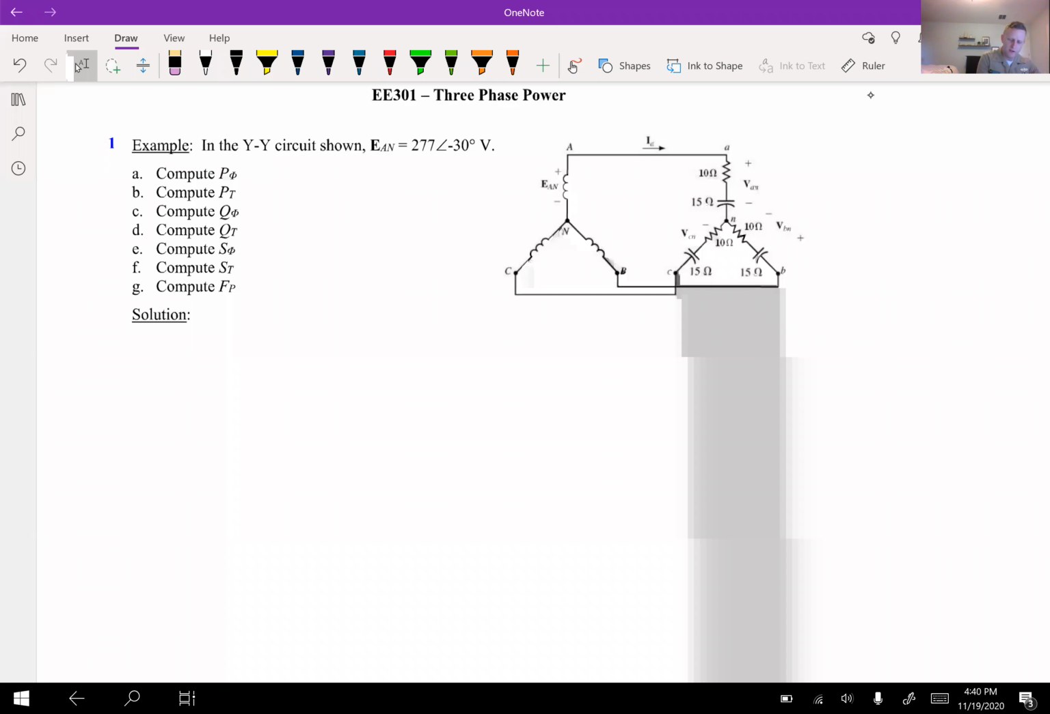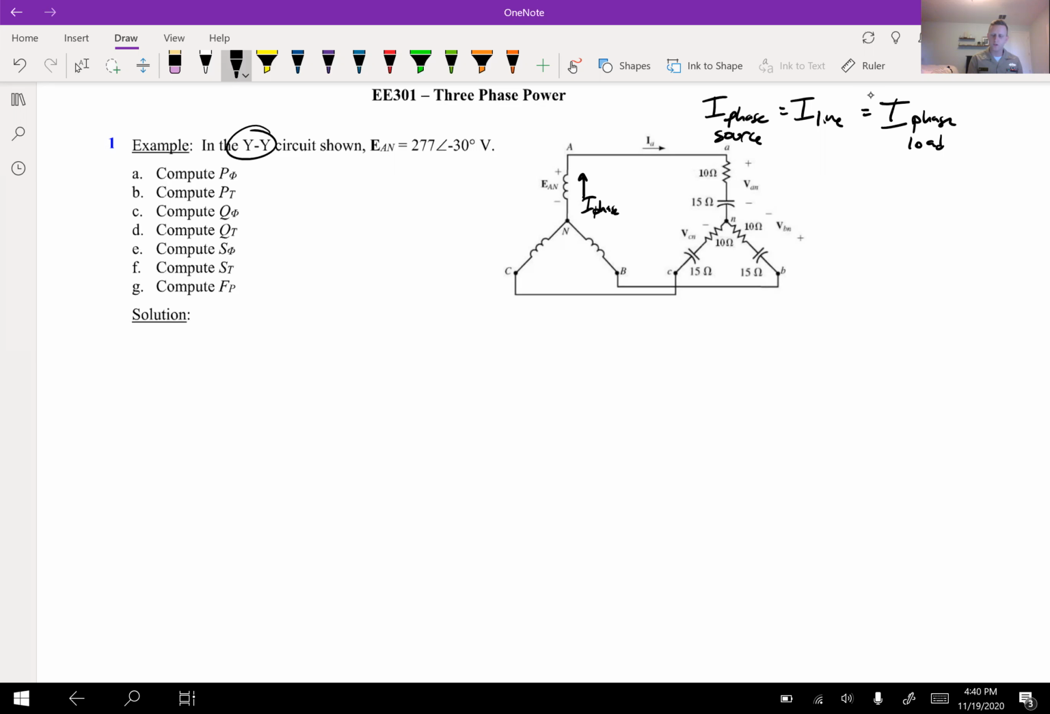Example number 1. It already tells it to us, but recognizing it's a Y system helps us to remember that when we come back over to our equation sheet, we have the I on the phase. I phase equals I line, and that is actually true twice because it's true on both the phase of the source and the phase on the load side. All of those are the same. The V, that's not the case. The V line equals V phase root 3 angle 30.